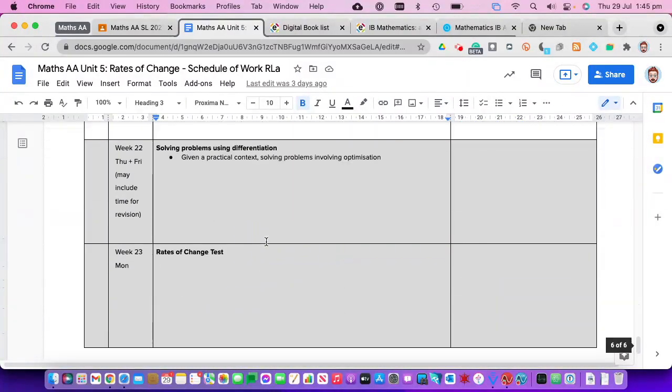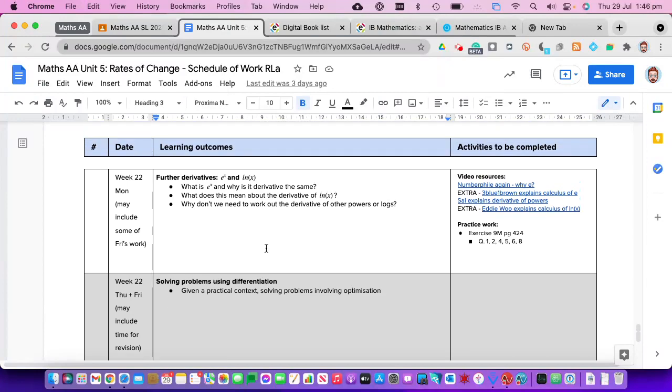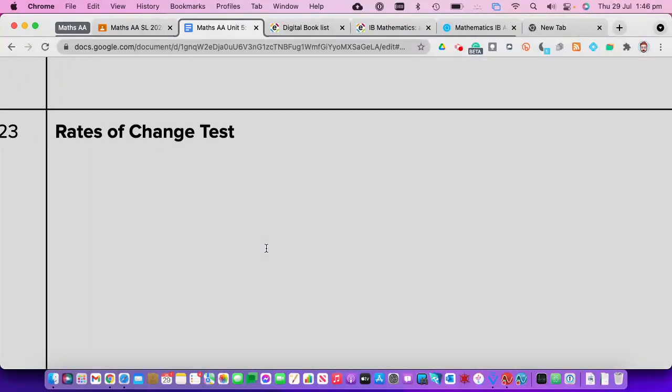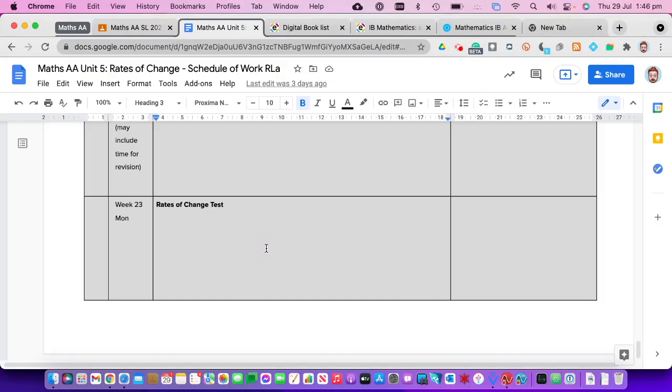I've given us Thursday and Friday to be across these kinds of things, but with the idea that I probably won't have two lessons' worth of work for you, to give you a chance to revise over the stuff that we've done in this unit. So that's the idea there. And on Monday is the rate of change test. Okay, so that's this Monday coming up.